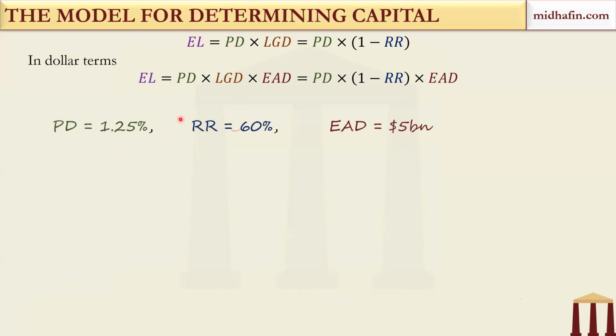So let's take an example. Let's say this is the data we have. PD is given, RR is given, EAD is given. Can you tell me in terms of dollars, what is the expected loss in dollars?